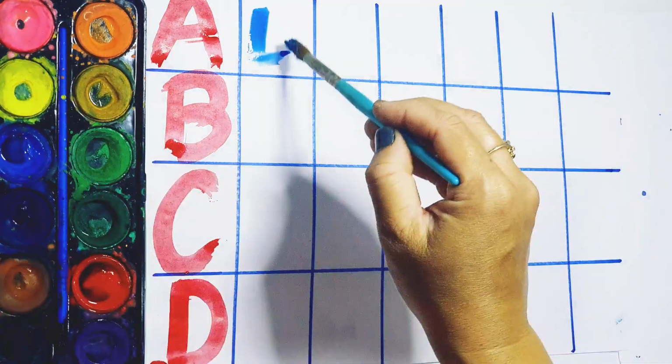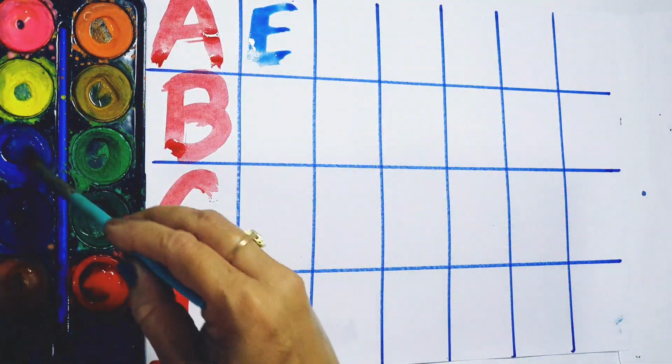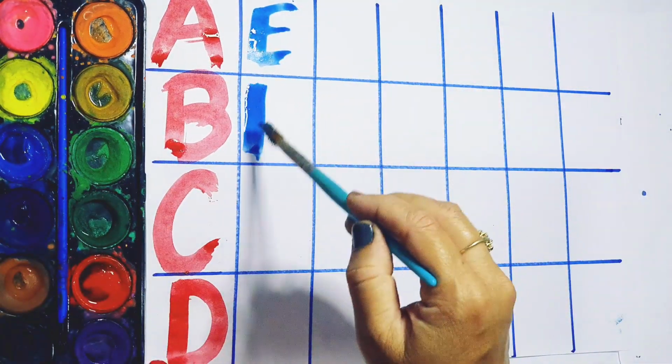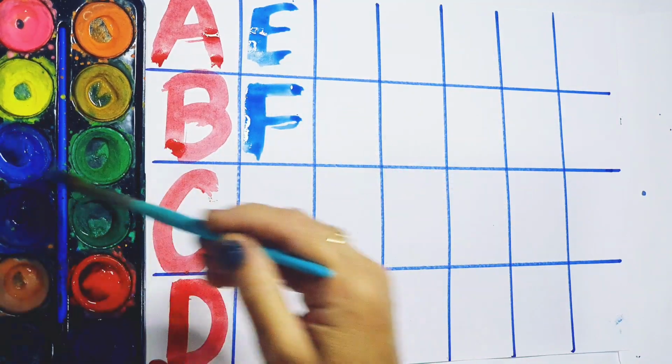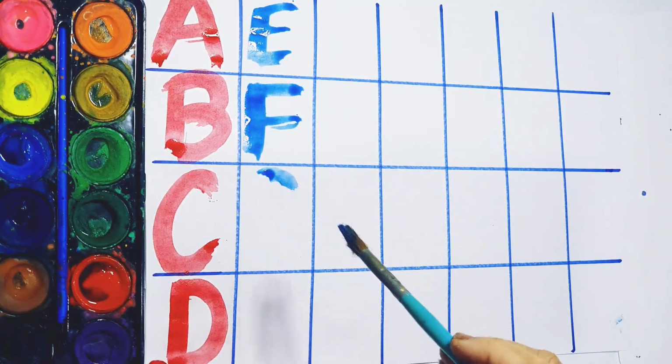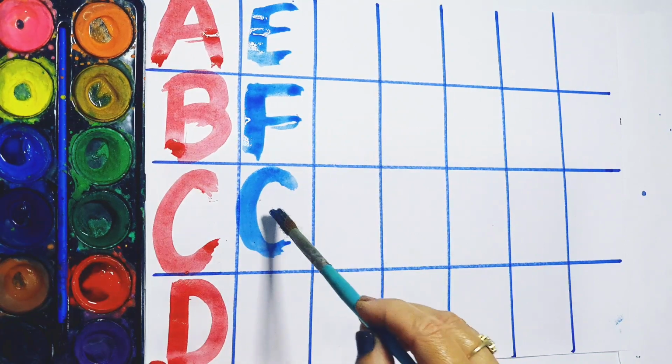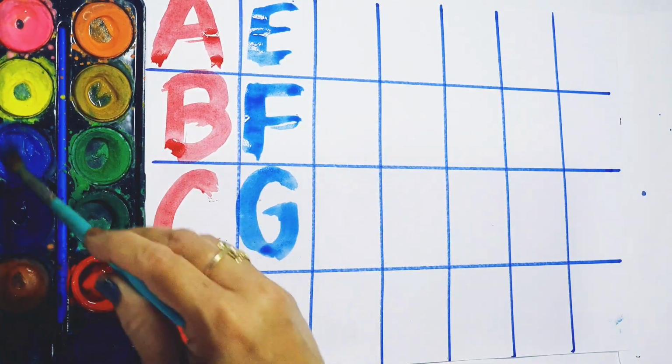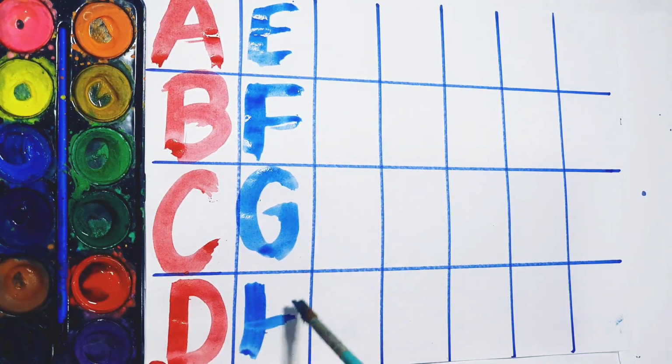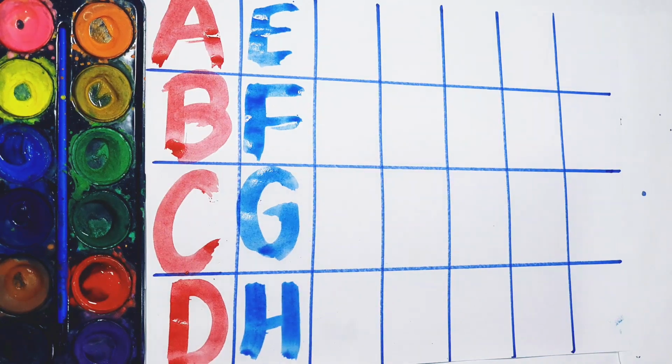Blue color. E for egg. F for fish. G for goat. H for hen.